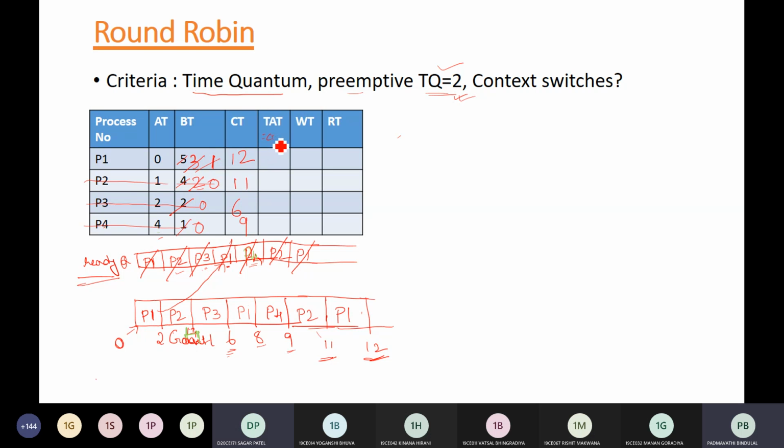Now next, what is the formula for turnaround time? CT minus AT. Completion time minus arrival time. Good. So completion minus arrival. So 12 minus 0, you have 12 here. Then 11 minus 1, you have 10. 6 minus 4, that is 2. 9 minus 4, that is 5.